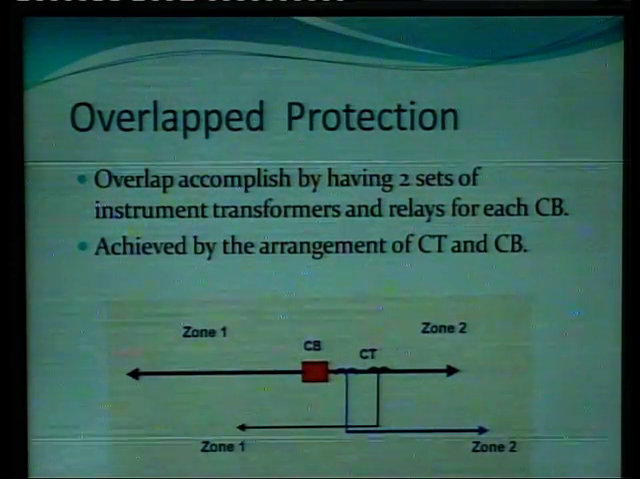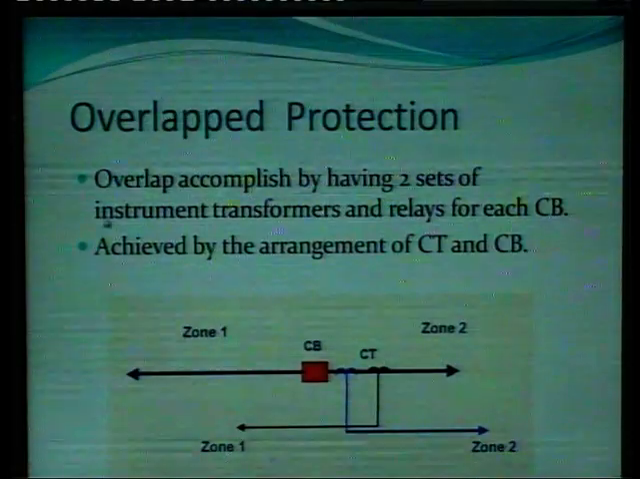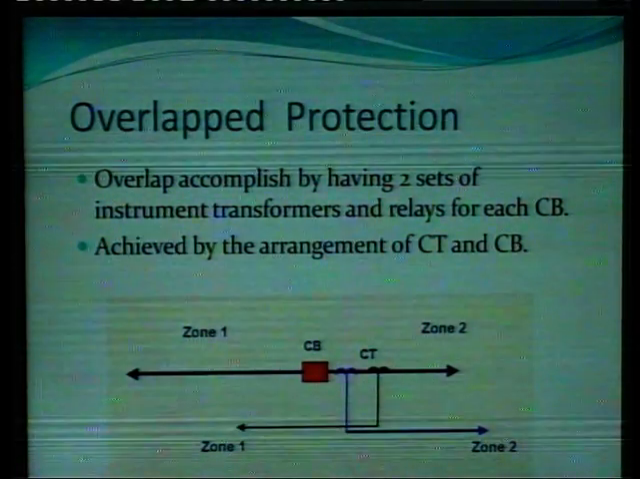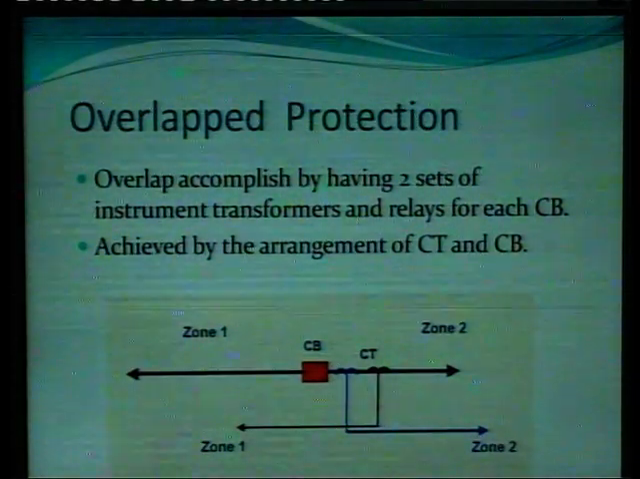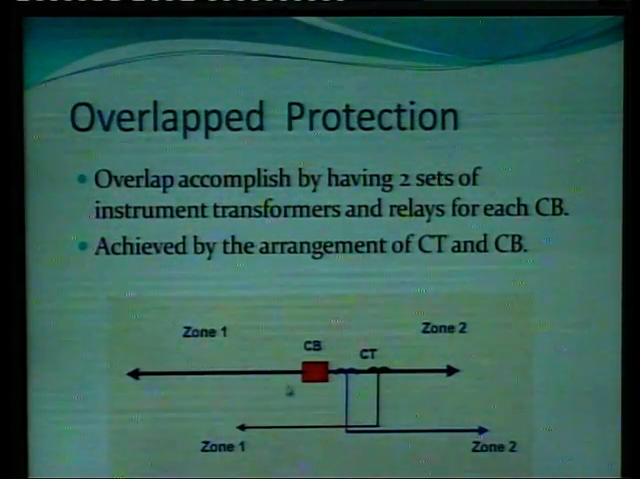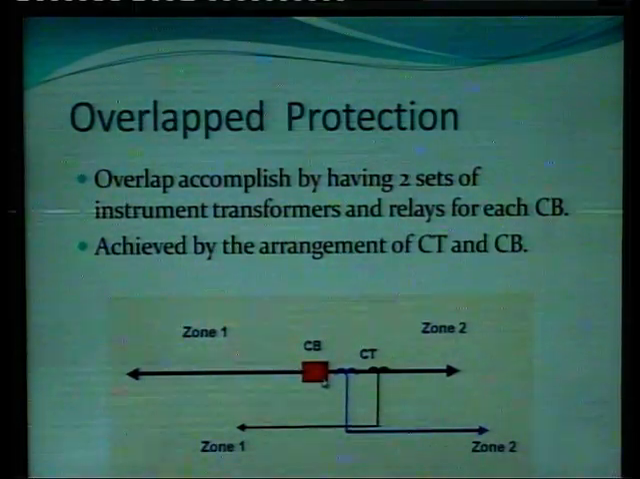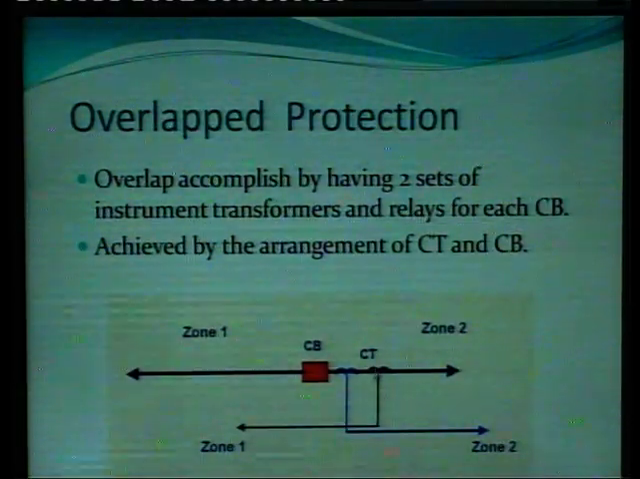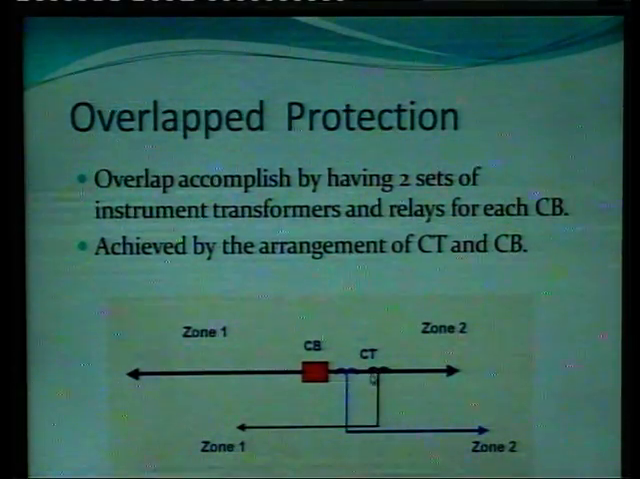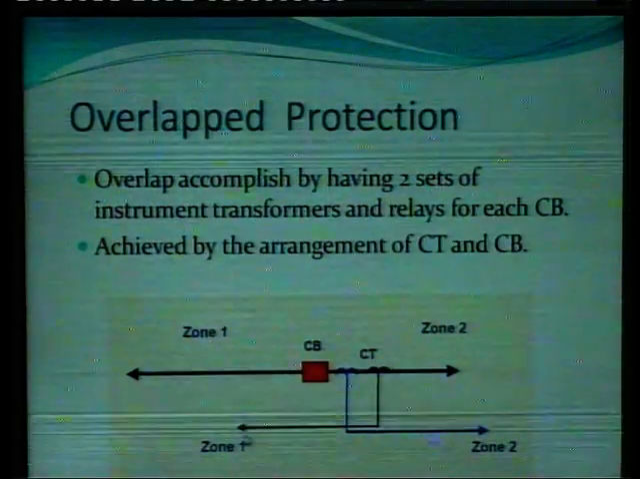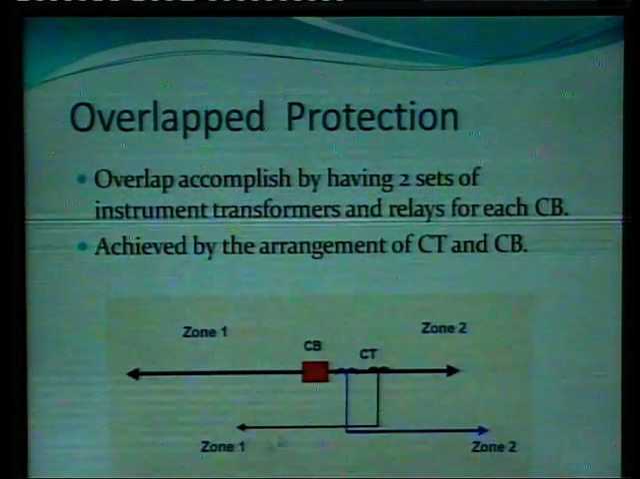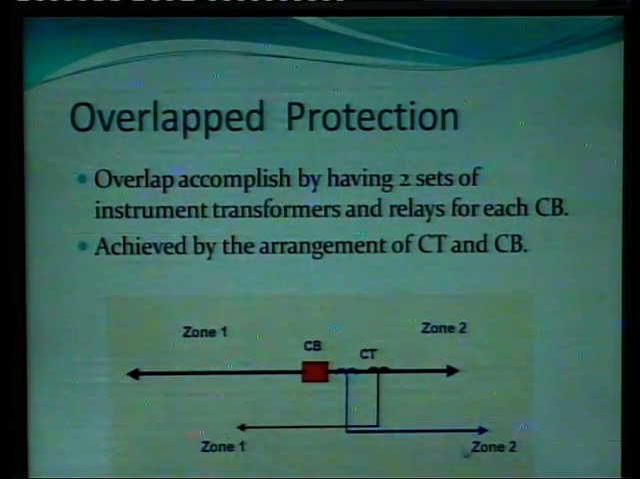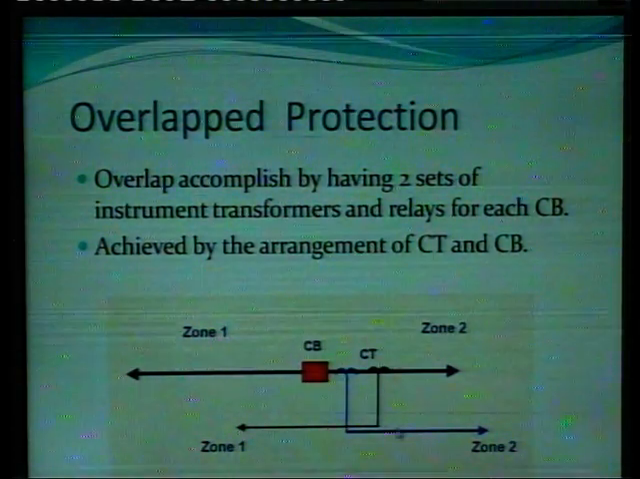And this is an example of overlap protection. Overlap is accomplished by having two sets of instrument transformers and relays for each circuit breaker. Now see, this red box is a circuit breaker. These blue line and black line show the two CTs. The black line shows the CT for zone 1, and the blue line shows the CT for zone 2. Now there is an overlapping of these two zones.